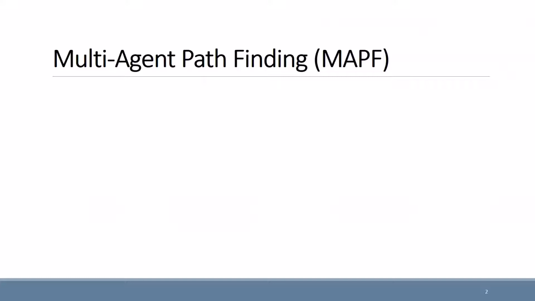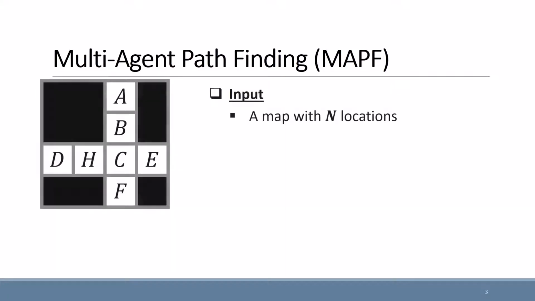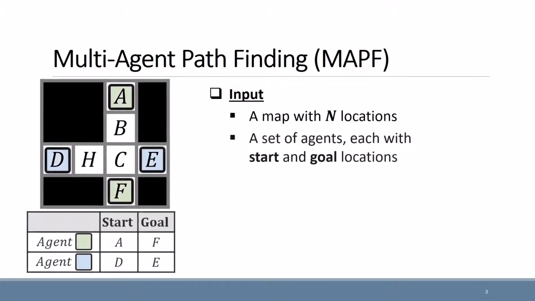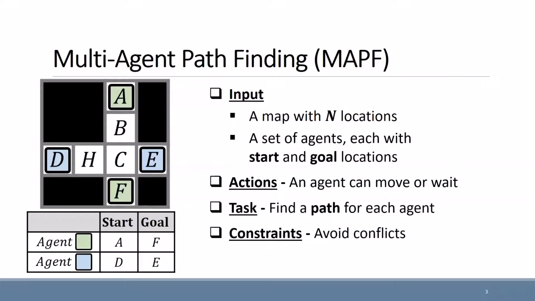The multi-agent pathfinding problem is defined by a map with n locations and a set of agents, each with a start and goal location. In this example, the start and goal locations of the green agent are A and F, and the start and goal locations of the blue agent are D and E. At each time step, an agent can either move to an adjacent location or wait in its current location. The task is to find a path for each agent such that the agents do not conflict, while minimizing the sum of travel costs.